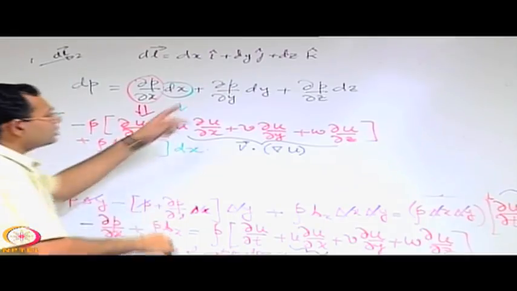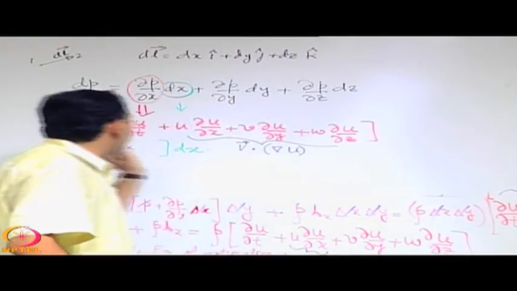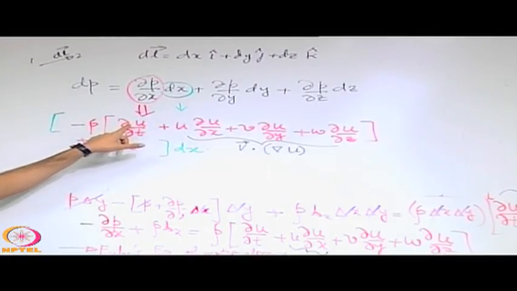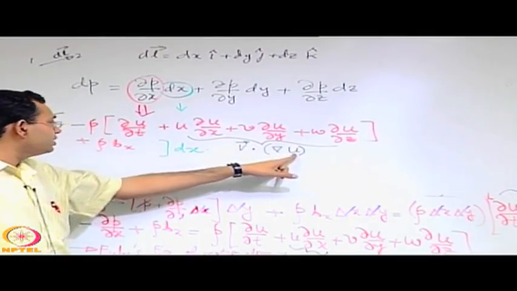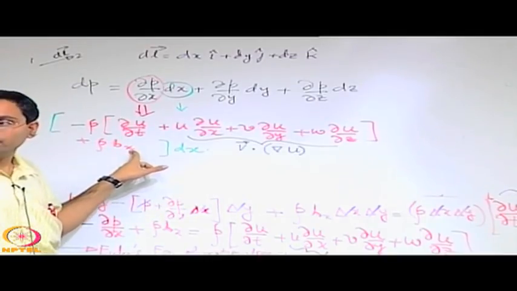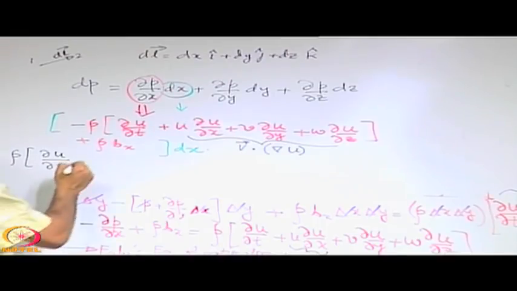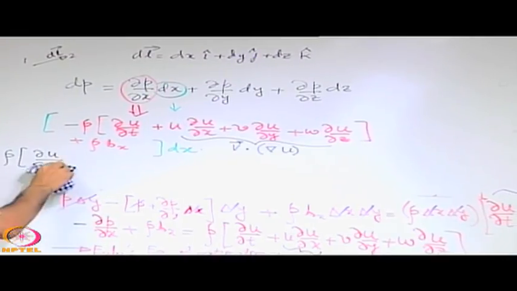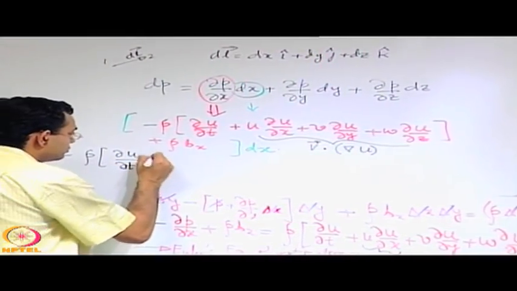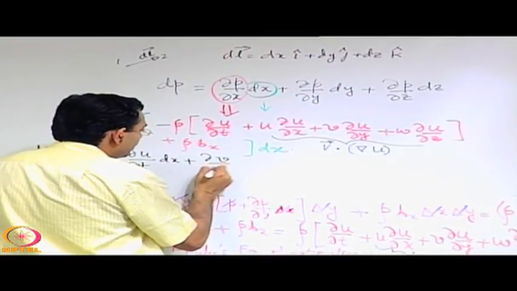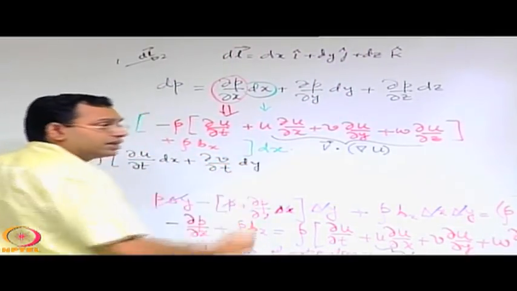Keeping that in mind, the other terms will also give similar expressions. For the second term, in place of this u it will be v, in place of bx it will be by, like that. So, it is very analogous, and we can write the general expression for dp as minus rho. Now, we will collect all the terms, we will keep all the terms of similar type together.